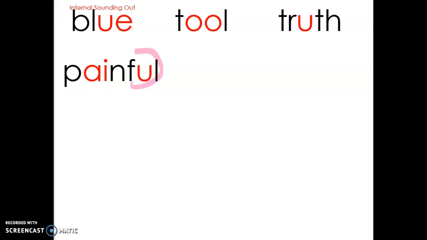We add our suffix full at the end, which means full of. We have the word painful. Painful, what's the word? The word painful means full of pain. Next word. Think.